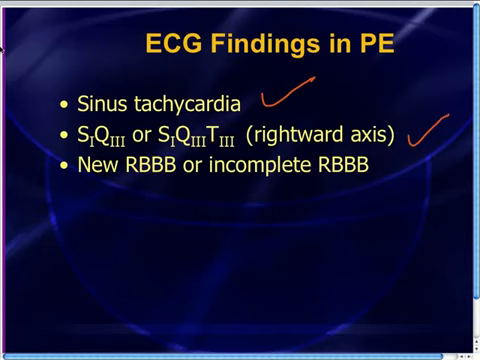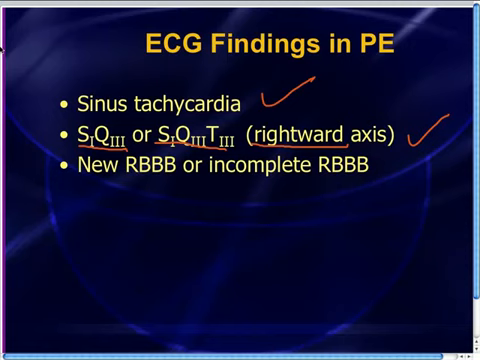Most of us have probably learned about this classic S1 Q3 T3 finding, right? A big S wave in lead 1, Q wave in lead 3, and a flipped T wave in lead 3 as well. Or sometimes maybe there's just an S1 and a Q3. Bottom line, if there's a big S wave in lead 1, it's a rightward axis, and that's classic, and classic in medicine, as you know, means not that common.